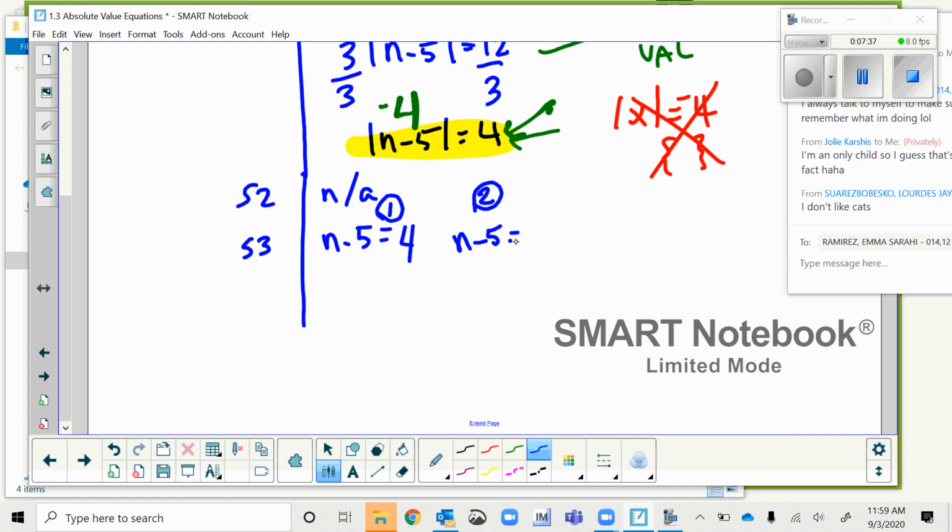That stuff inside, the n minus 5, can also equal negative 4. So this is why we have 2 different equations. We drop the bars. In one equation, the 4 is positive. In one equation, the 4 is negative. What you're never going to do is change the signs on the stuff inside the bars. It's only the constant on the right. It's only this thing that gets a sign change.